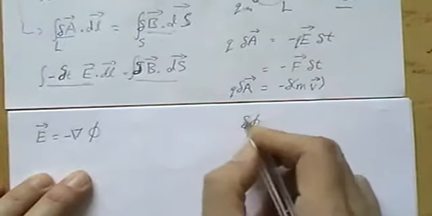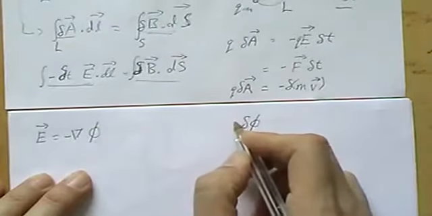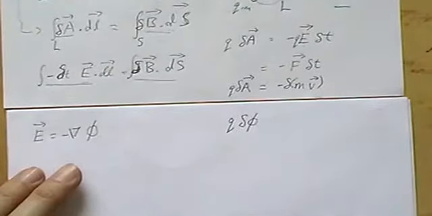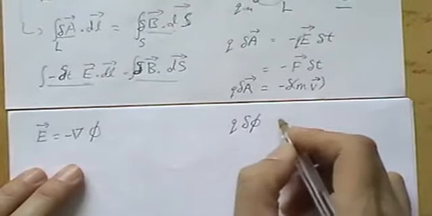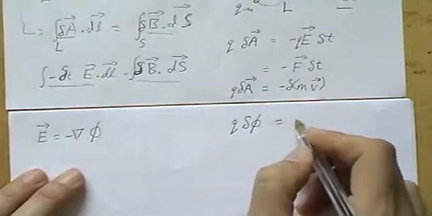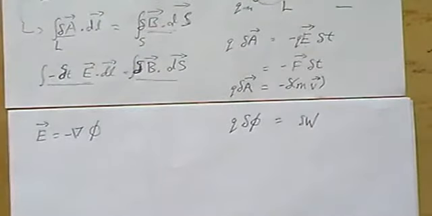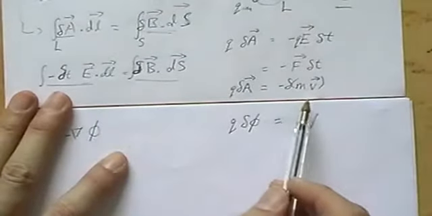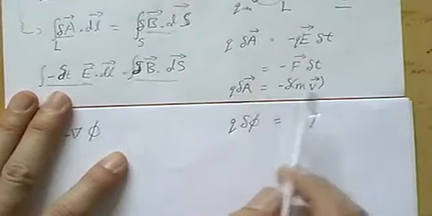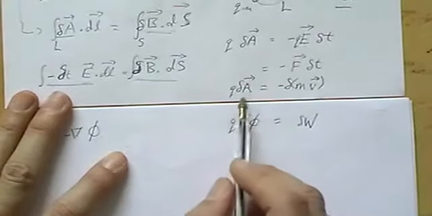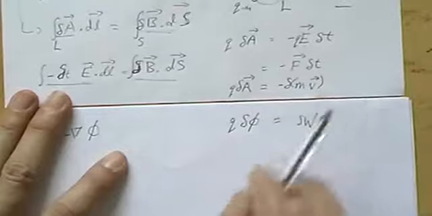Okay, and if I multiply the change in potential by the charge, I would get the work done on the charge by the electric field. So in the same way, therefore, we can think of the change in vector potential as the momentum given to the particle.